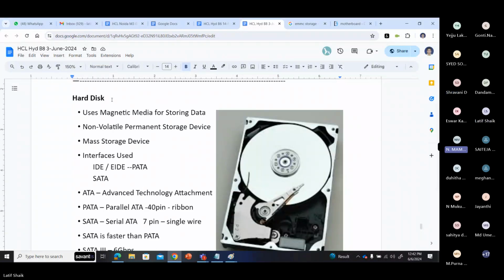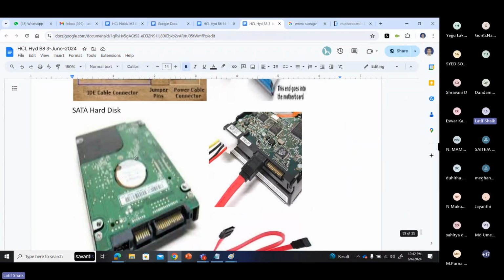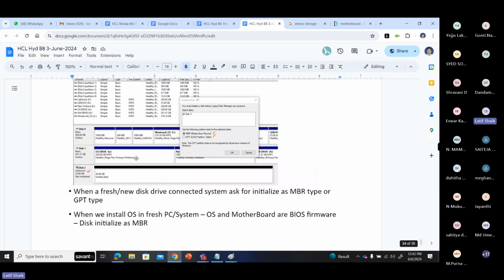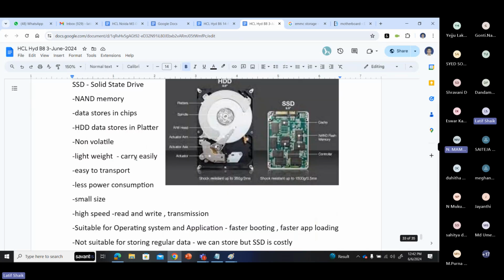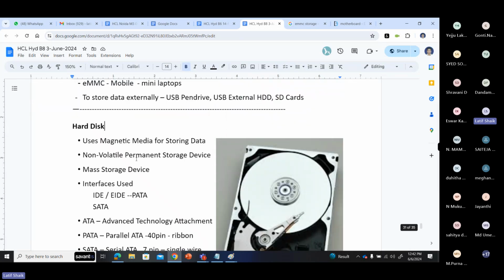Here is only the hard disk, hard disk connectivity, and SSD differences I will tell. Then we will wind up the class.